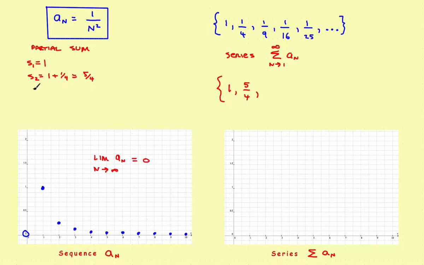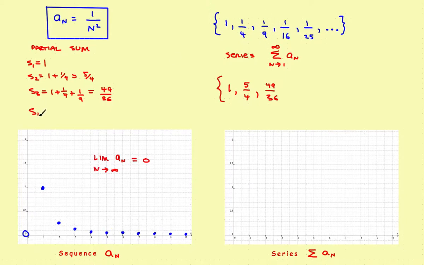Let's get the third term. The third partial sum would be just the first three terms added together. So this would be 1 plus 1/4 plus 1/9, and if you added all those together, you would get 49 over 36. So the third term of the series is 49 over 36, and that's nothing but these first three added together.